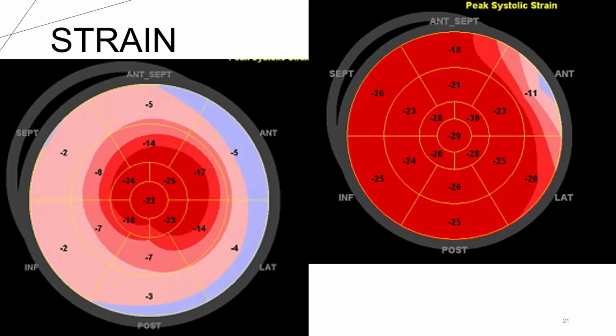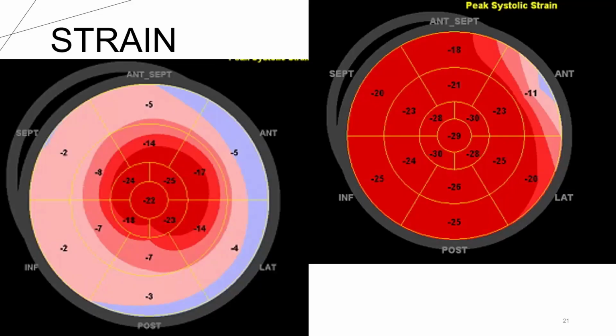What we see on the left here is a classic pattern for cardiac amyloidosis, and that is called cherry on top. As you can tell, it's reddest on the first ring, and then it gets pinker and pinker until it turns into blue. On the right-hand side, on the other hand, we have the normal heart that is pretty much all red.